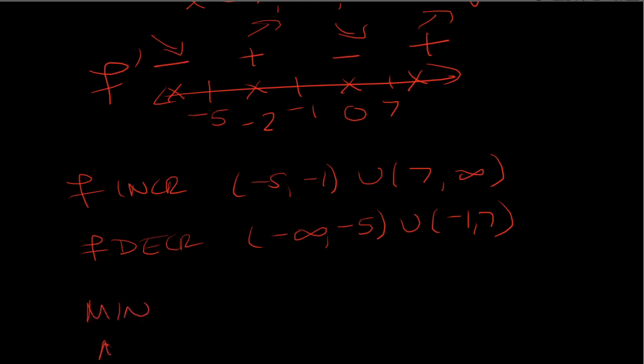And now we can figure out where there's a min and a max. So at x equals -5, it's decreasing and then increasing, so that's a minimum. At -1, it's increasing and decreasing, so that's a maximum. And at 7, it's decreasing then increasing, that's a minimum. And so those are my local maxes and mins.